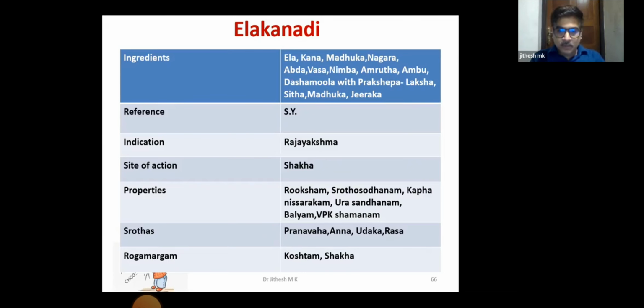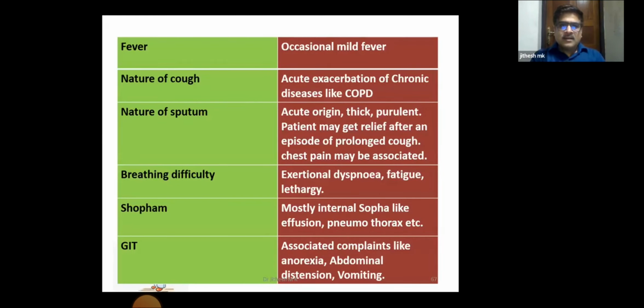Now when we come to the properties, it can be effective in occasional cases with a mild fever, and acute exacerbation of chronic diseases like COPD. If the patient is a COPD patient, there can be acute exacerbation because of any type of Nidana Sevana. In such conditions, compared to the other medicines, this Elakanati is found to be more effective.